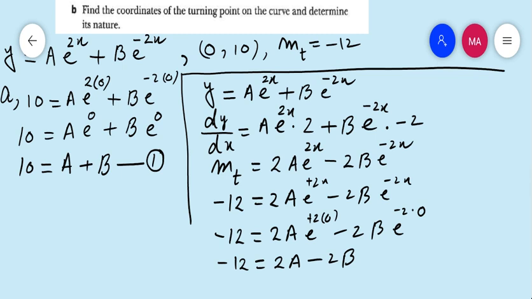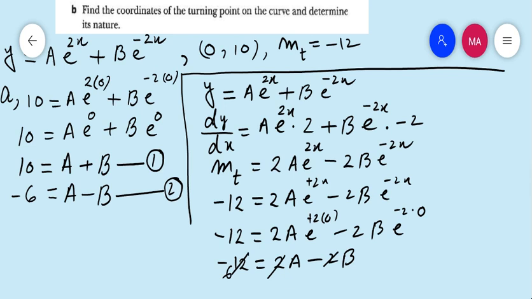Reduce this equation by dividing the whole terms by 2. 2 6s are 12, 2 1s are 2, 2 1s are 2. So our second equation is minus 6 equals a minus b. This is equation number 2. Now solve both the equations simultaneously.